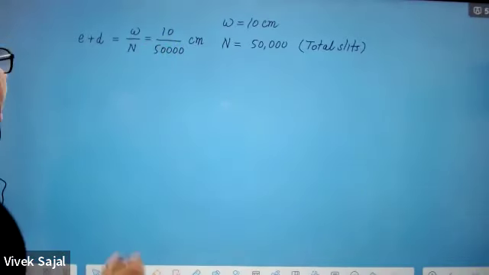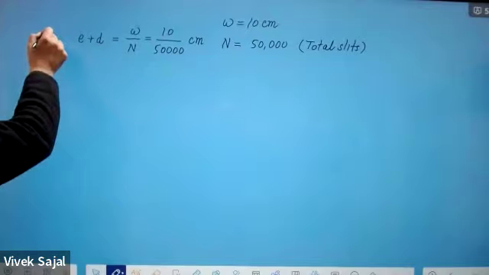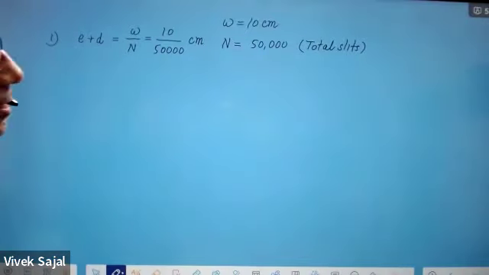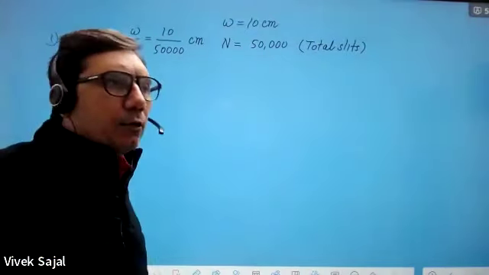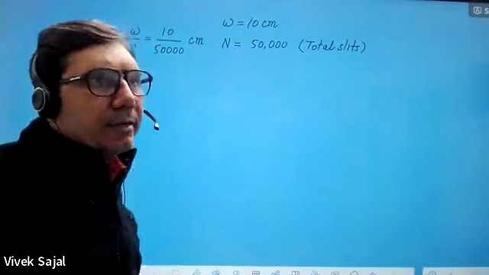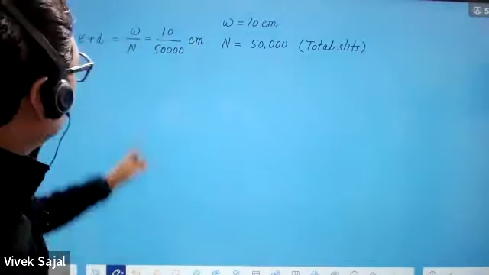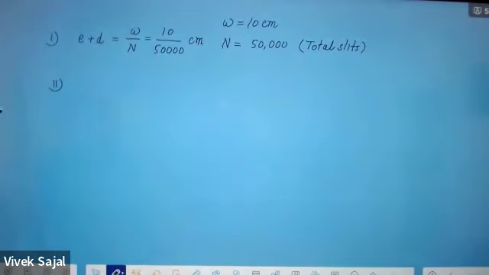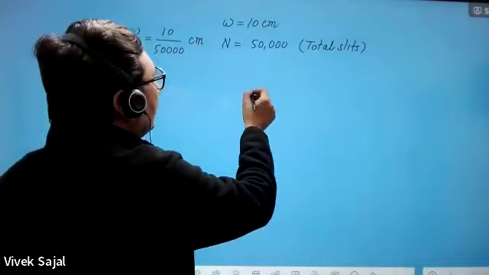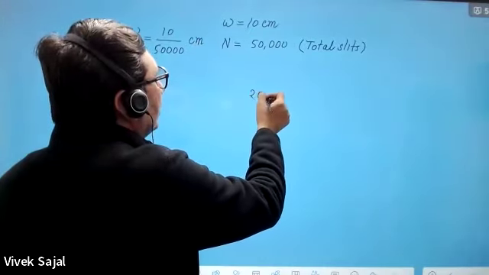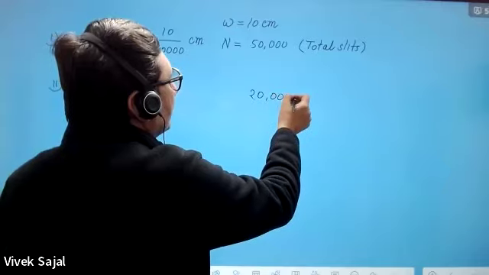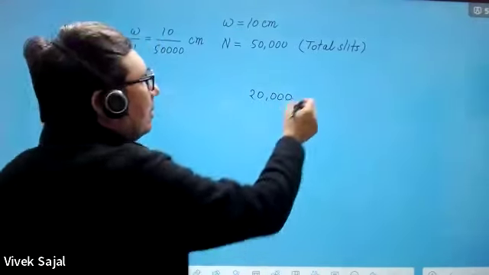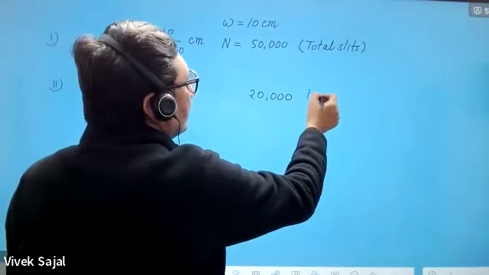Many times this first type of problem may be there. They may give you the total number of slits available on the grating and the width of the grating, then you can use this formula. Second, they may give you, suppose, 20,000 lines or slits. Slits are also known as lines.